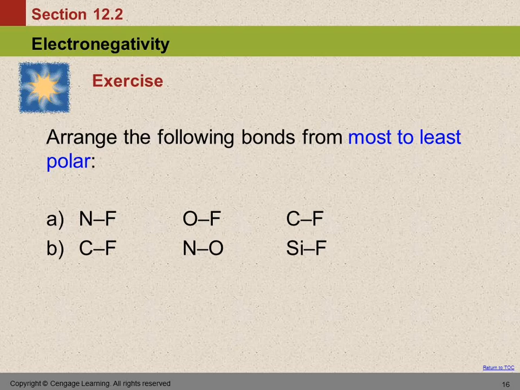Carbon-fluorine, nitrogen-oxygen, and silicon-fluorine. This one's a little harder. So we look at carbon and fluorine on the periodic table, and carbon is three squares to the left of fluorine. And we look at nitrogen and oxygen. They're right next to each other, and they're between carbon and fluorine. So that one has to be less polar than the carbon-fluorine. Do you see that?